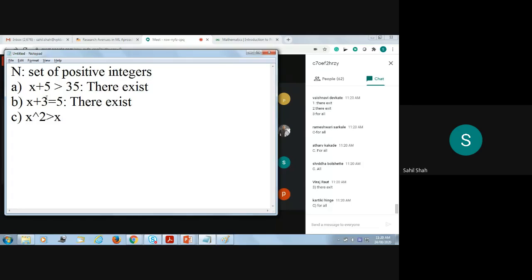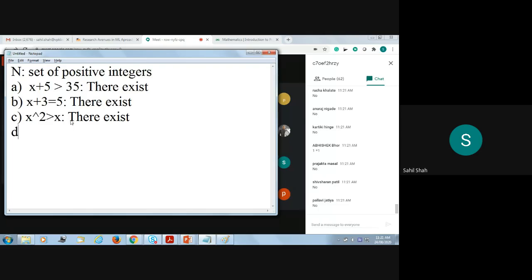those who are saying for C for all, you are wrong. Why are you wrong? What is 1 square? 1 square is 1. Whether 1 is greater than 1? Absolutely not. That is the reason why in C also we will have there exists. And what is my predicate? It is given greater than. It is not mentioned greater than or equal to. So again, this will be there exists.